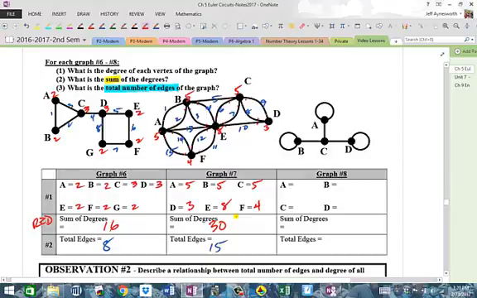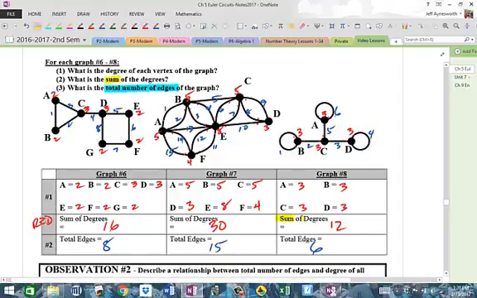All right, and the last graph, what do we have? We have 6 total edges. And what are the degrees? We have 1, 2, 3 at each vertex, so they're all 3. Guess what? 3 times 4 is 12. So 12 total degrees.